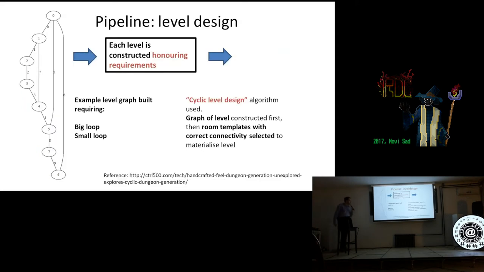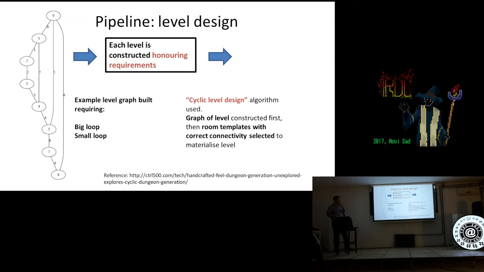Okay, so once I've basically figured out which order the levels are going to be in, so they can support my narrative, I now need to construct each level honoring the requirements. And if you came to my talk yesterday, you'll know why I got interested in the idea of being able to just say to a neural network, build me a level with a big loop and some vaults, because that's what my narratives are telling me I need. So I'm struggling with this a little bit at the moment.